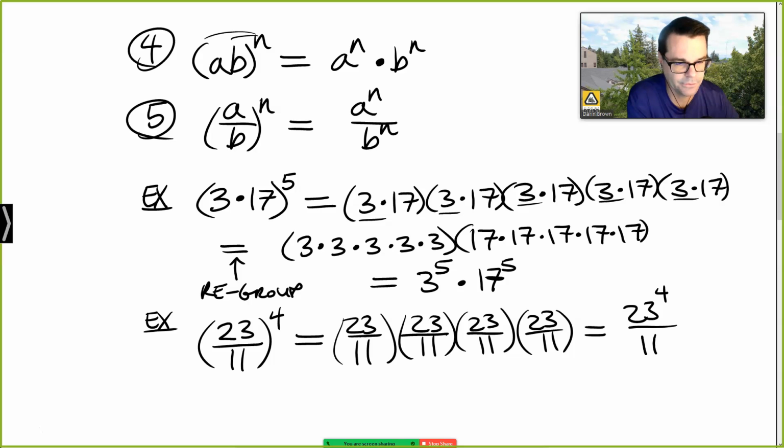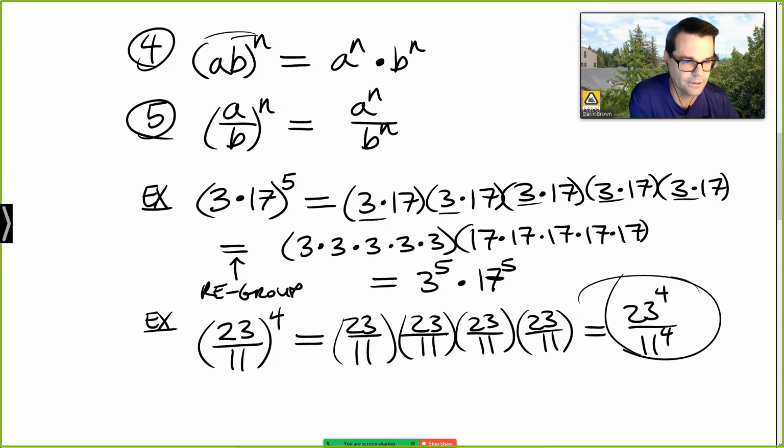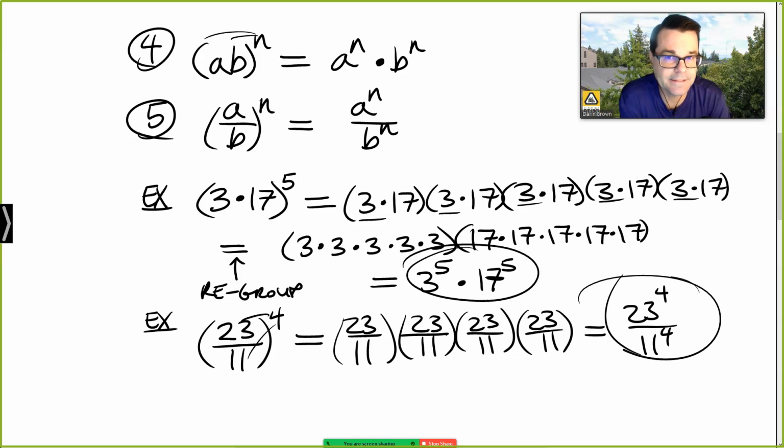And I got 11 to the 4th. 11 times 11 times 11 times 11. And that's really what's going on here. So this shows that you can distribute exponents across division. It's really easy to get these mixed up with the first two.